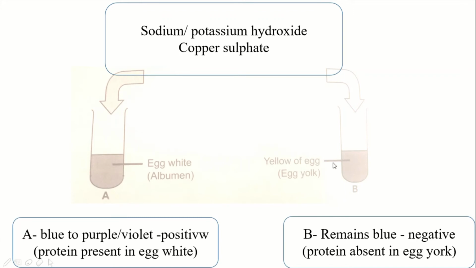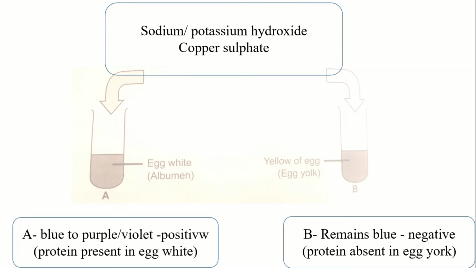Whereas in test tube B, your solution will not change at all. It will remain blue throughout. All right, now because it didn't change to purple, or rather to violet, that is to show that your egg yolk does not contain protein at all.